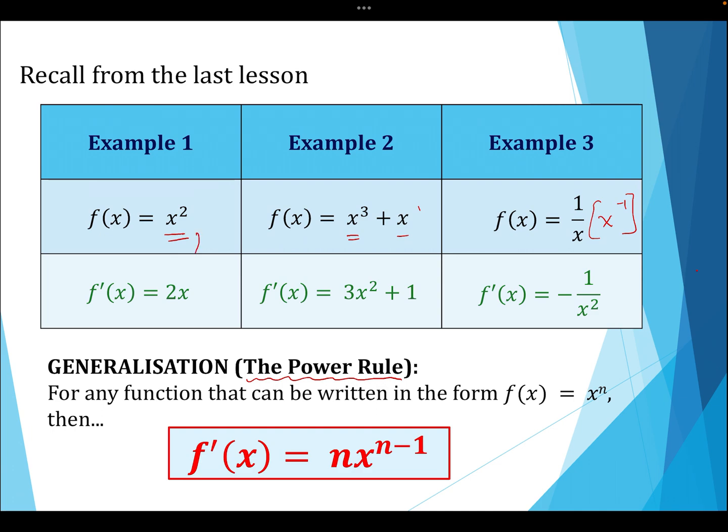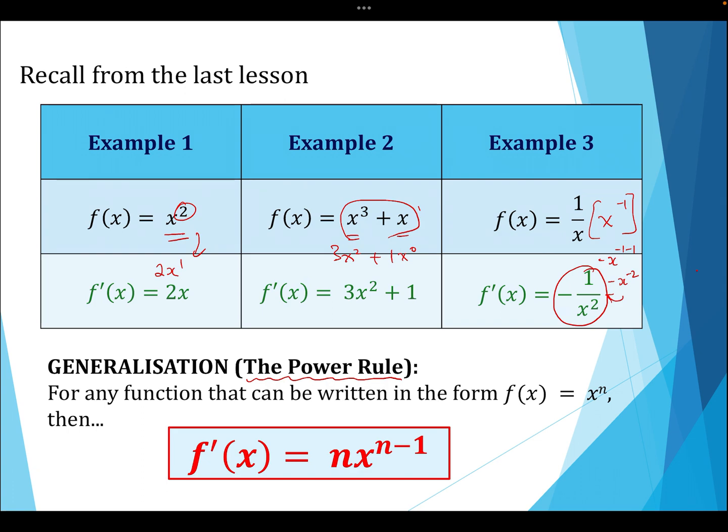So it's pretty much from here you can see. We take the n, it becomes the coefficient of x, and then n minus 1, which is therefore 2x. Same with example 2. So 3x to the power of 2 plus 1x to the power of 0. Alright, this one will be minus x to the power of minus 1 minus 1, which is therefore minus x to the power of minus 2, which is written as minus 1 over x squared.